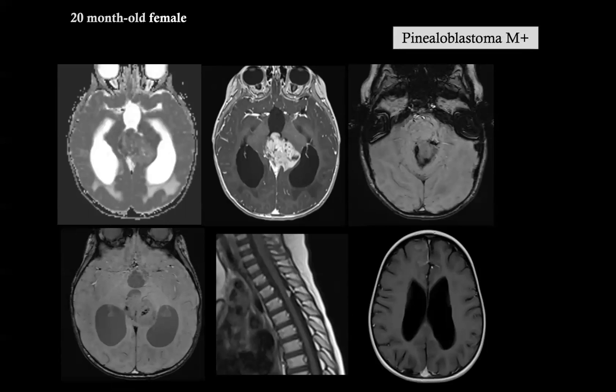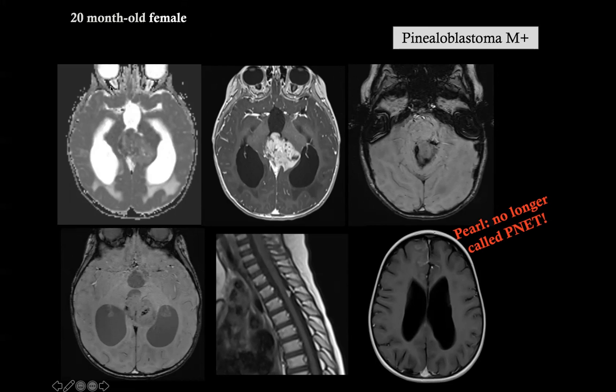Remember, you need to image all the neuroaxis, and also remember that the new classification of tumors, the one in 2016, and there is another one coming now, does not include the term PNET anymore. This is an embryonal tumor, given the location, most likely a metastatic pinealoblastoma.